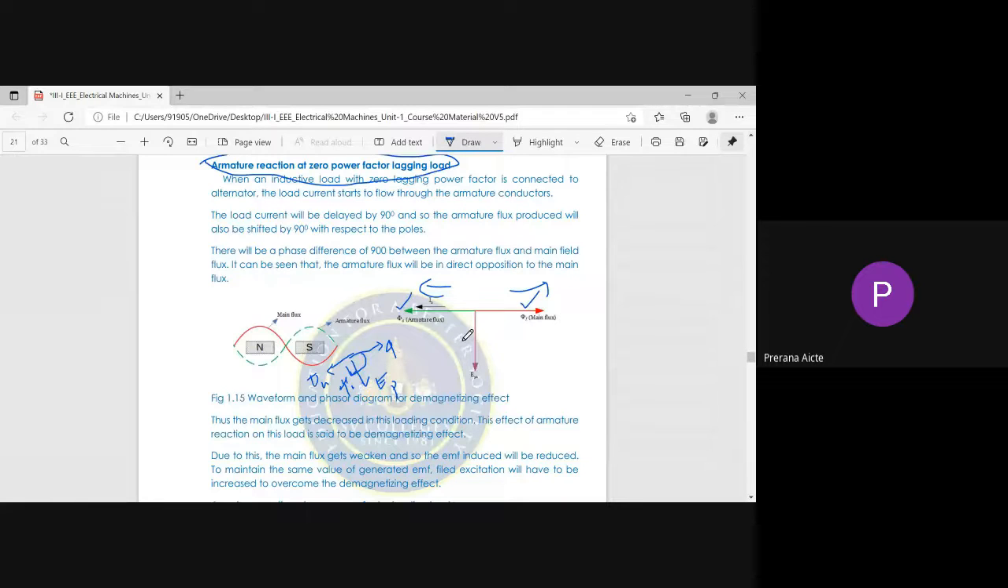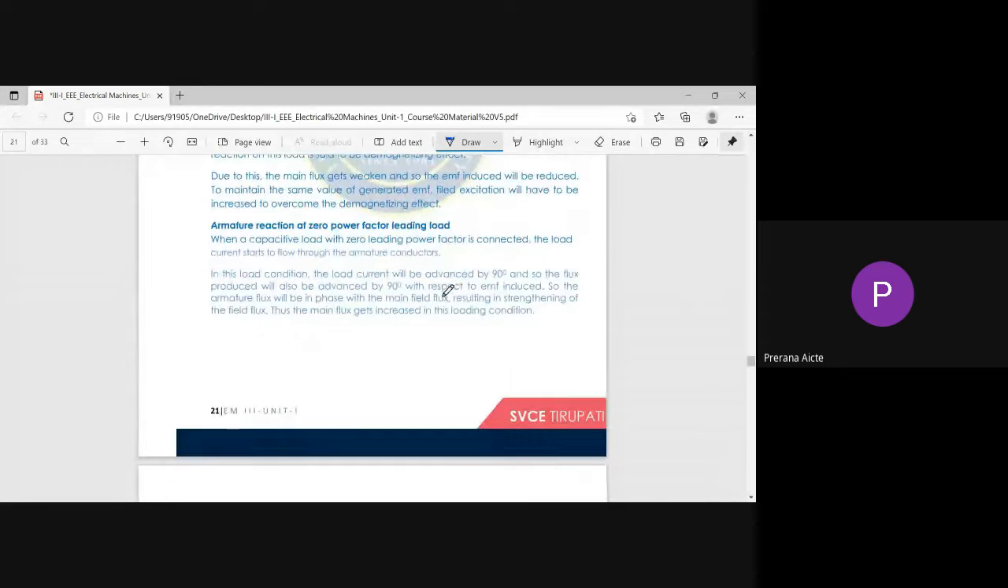Over-excited condition. It is a very, very important question from the GATE point of view. They are going to ask the question: when a pure inductive load is connected to the generator, is it operated in over-excitation, under-excitation, or normal excitation? So that is the question.